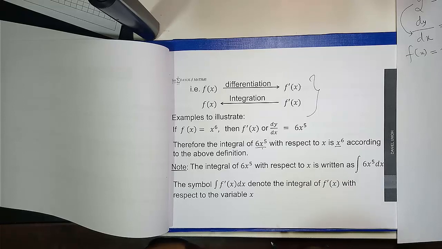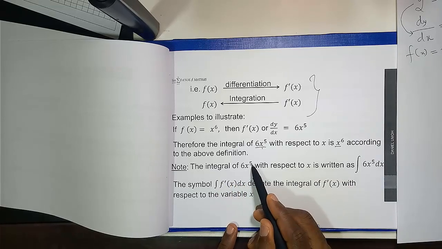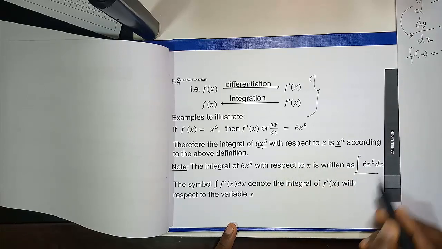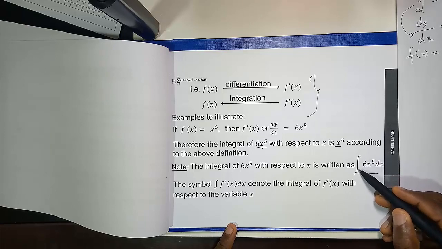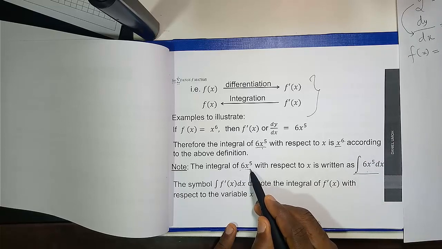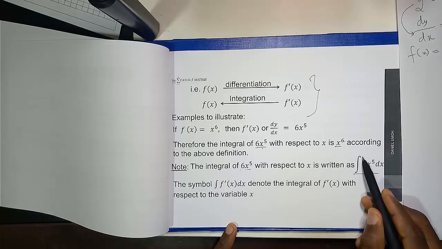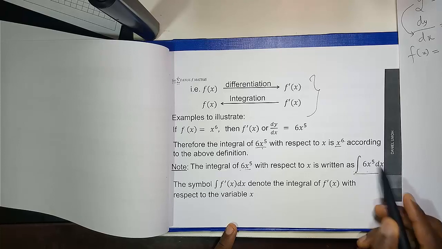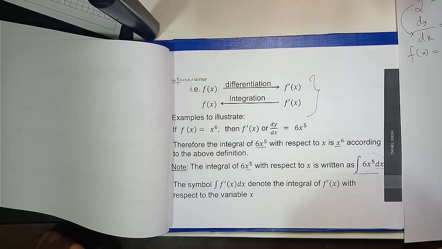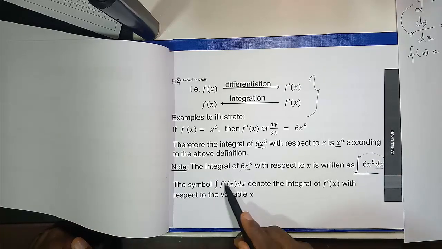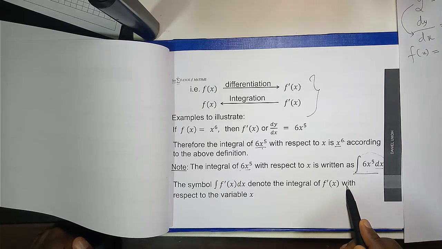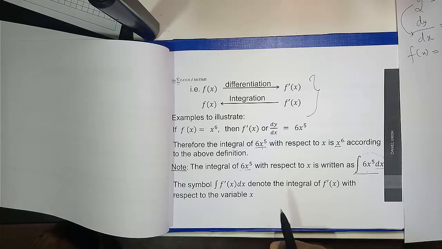Now, I want you to note that the integral of 6x raised to the power of 5, from what we just illustrated here, is written as this. So this sign is what we use to denote integral. The integral of 6x raised to power 5 is this elongated S, 6x raised to power 5 dx. I'm going to explain these symbols to you as we advance. So the symbol integral f prime of x dx denotes the integral of f prime of x with respect to the variable x. Take note of that.